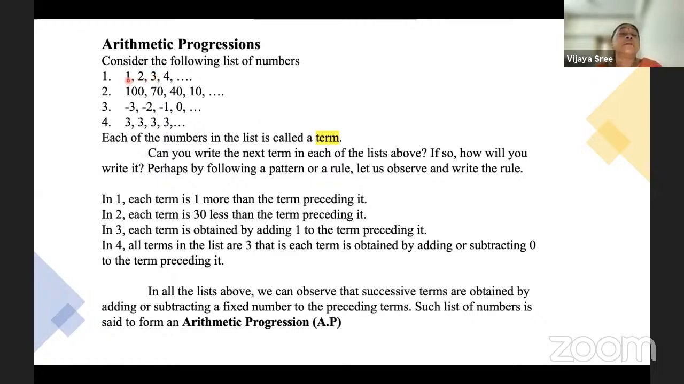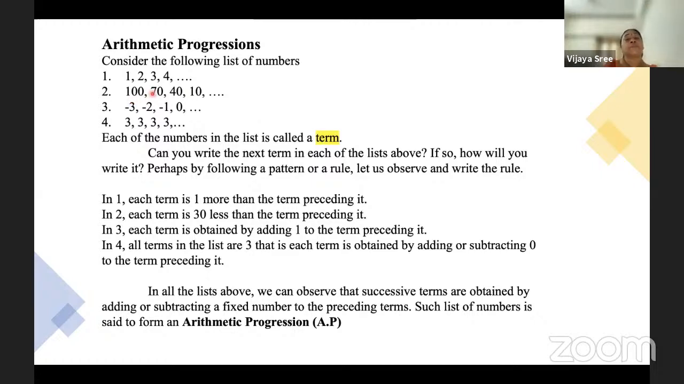This is one, this is two. This two is one more than the first term. This is one more than this term. This is one more than this one. So 1 plus 1, you can get 2. 2 plus 1, you can get 3. 3 plus 1, you can get 4. Next term, what is the next term? 4 plus 1, that is 5. 5 plus 1, that is 6, and so on.